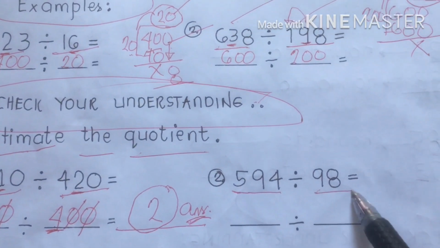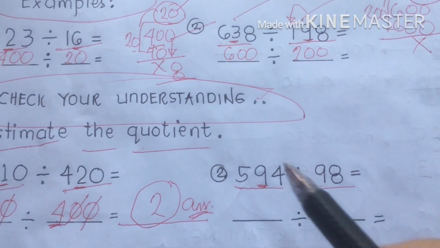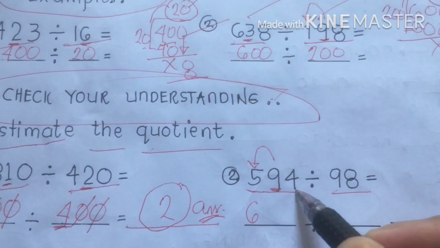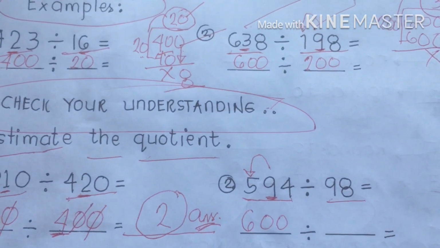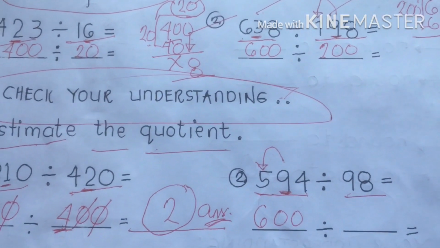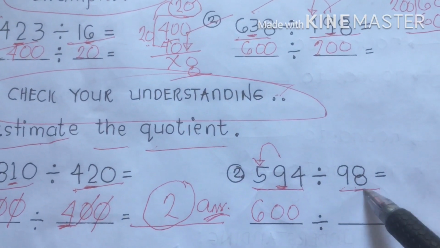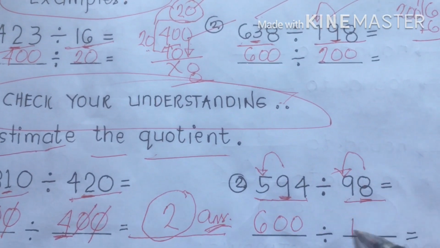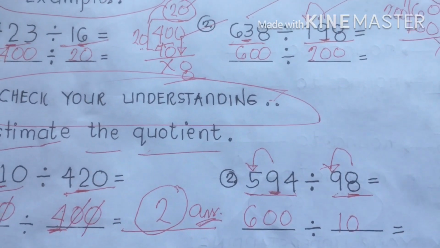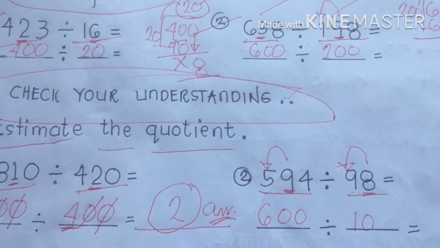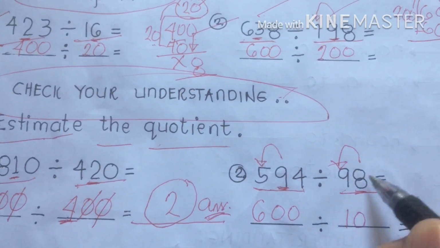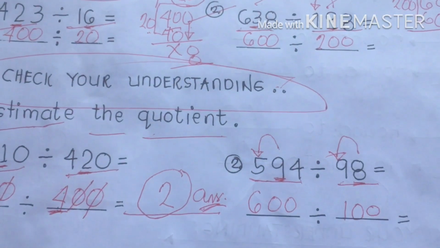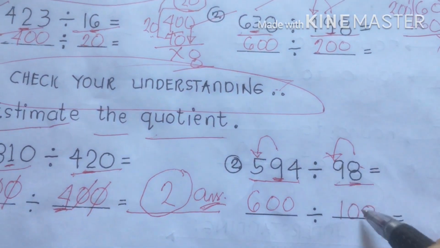Number 2, 594 divide 98. Since 9 is rounding up, we add 1 to 5. 5 becomes 6. Therefore, these 2 digits become 0 automatically. That's how you're going to round it off, 600. 98. 8 is rounding up, 8 add 1, so 9 becomes 10. So automatically it becomes 10, so we're going to add another 0. 8 becomes 0, 9 becomes 10, so that's 100.